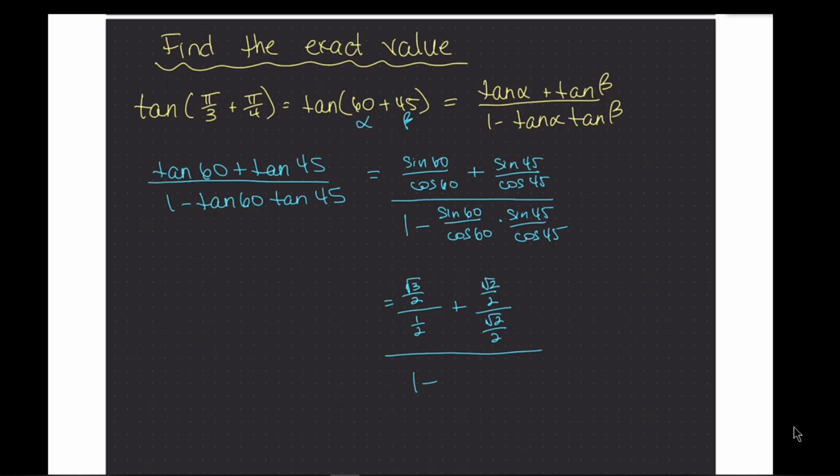Same thing as 1 minus, yeah. Except you're just going to multiply them, right? Square root of 3 over 2 over 1/2 times the square root of 2 over 2 over the square root of 2 over 2.